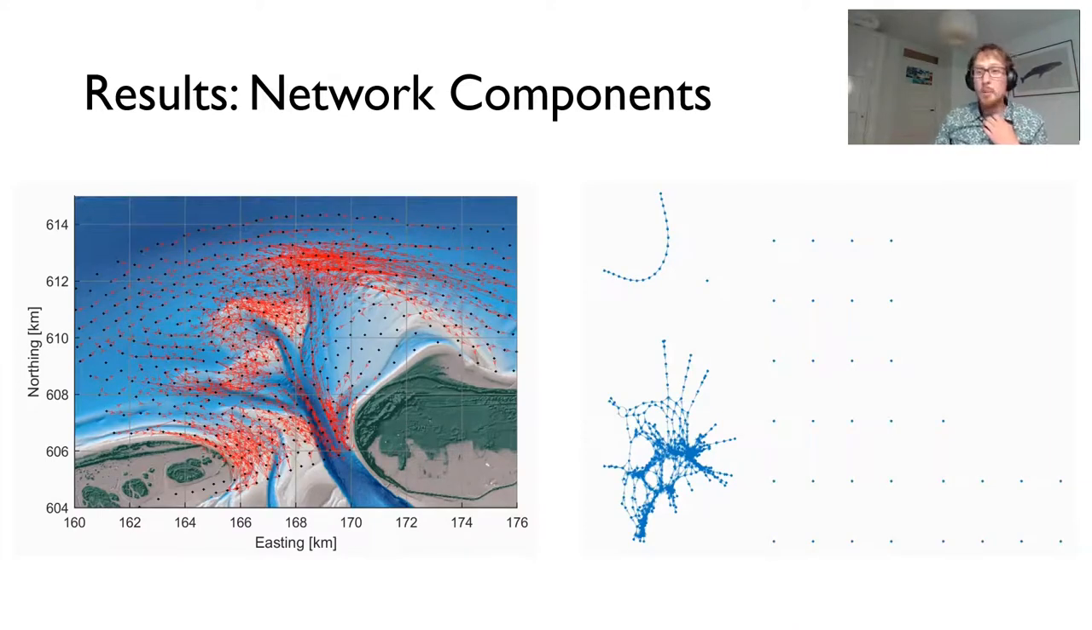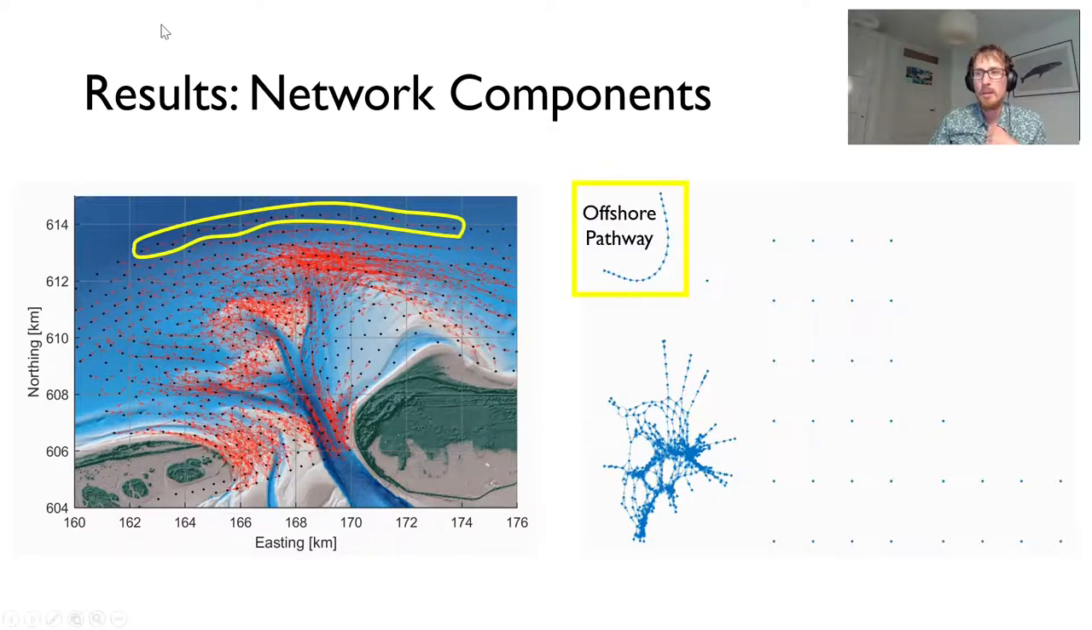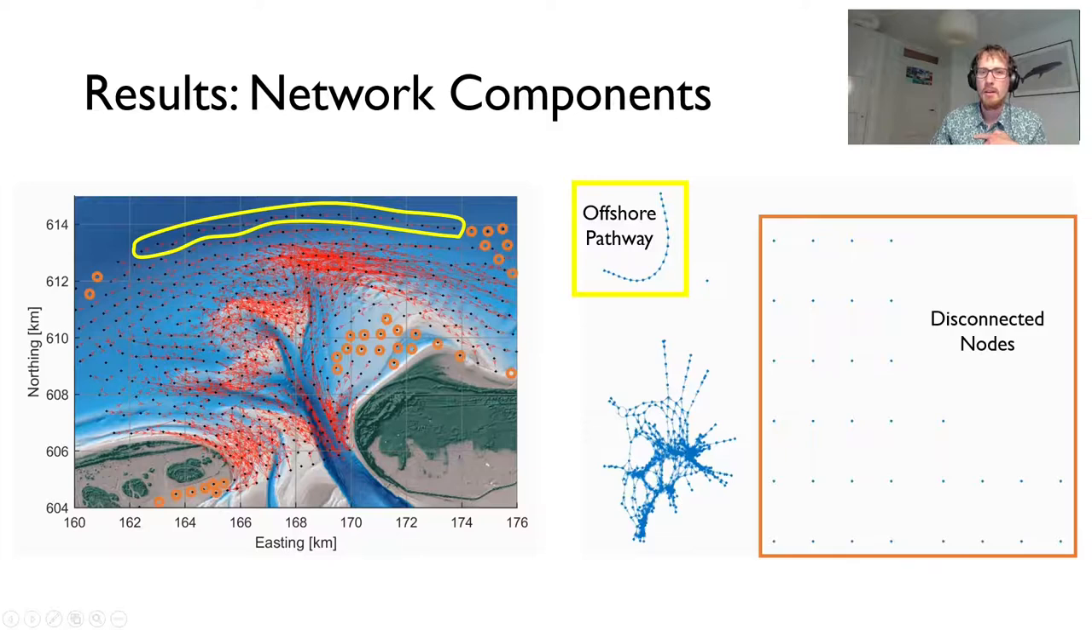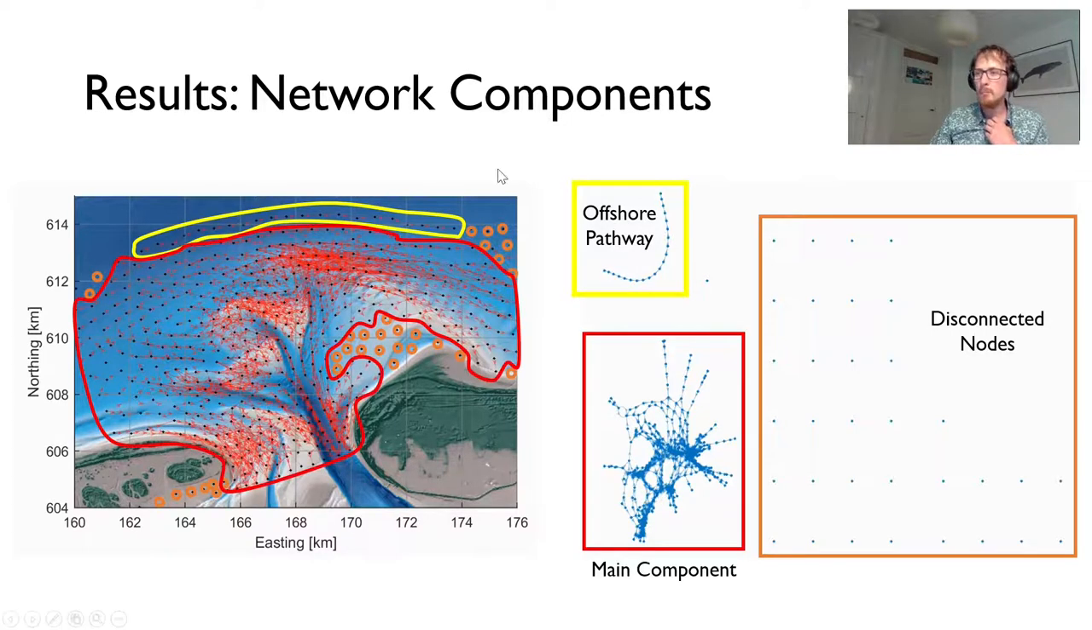One of the first things that we can notice from this network diagram is that it's separated into several discrete components or subnetworks. The first thing we have is this offshore pathway that is not connected with anything going on the rest of the delta. Next thing is that we have all of these other disconnected nodes which don't interact with the rest of the system. However, most of the particles and pathways are connected via this main component, which you can see spans most of the inlet.